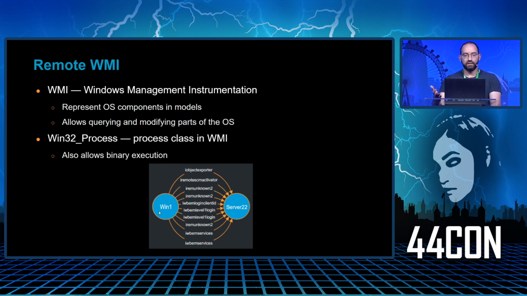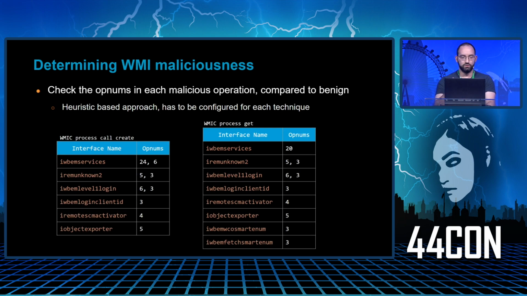Okay. And to give one last example of lateral movement, we have WMI, or remote WMI. WMI is implemented over DCOM. It stands for Windows Management Instrumentation. Basically, we take various components of the operating system and represent them in models that we can then query or modify. And I want to focus on the process model that allows us to create processes. Its normal operation is to get the status of running processes, but we can also use a method called create to launch processes.